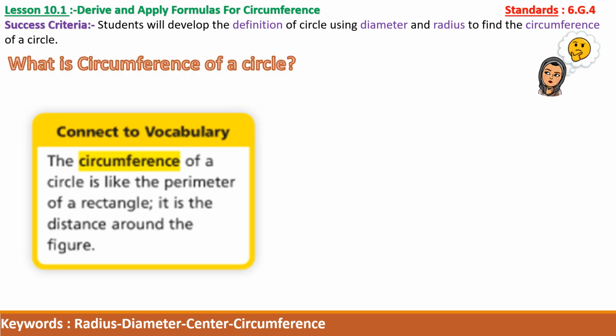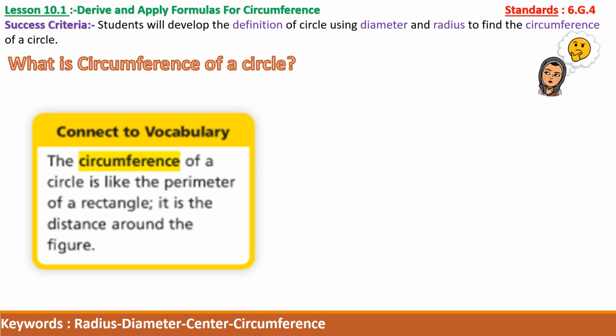So what is circumference? Circumference is a kind of perimeter, which is the distance around the figure. The distance around the figure is said to be the perimeter, or in the case of a circle, the circumference. So this whole string is the perimeter or the circumference of the circle.